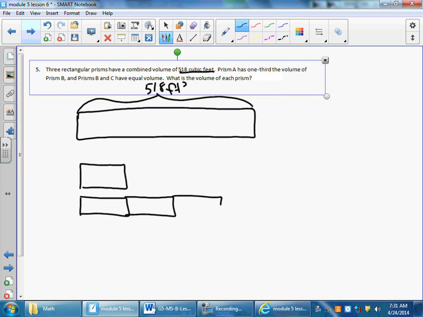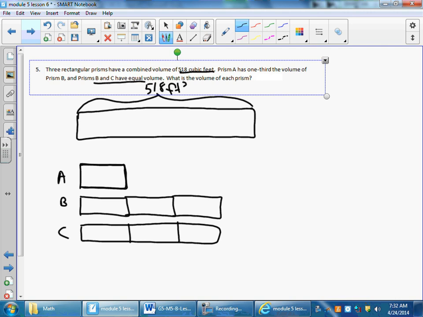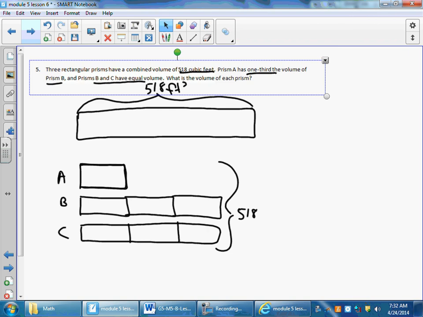But I'm going to come down to see that they're separate to begin with, because Prism A has 1/3 the amount of Prism B. So this represents 1/3 of B. C is the exact same as B. B and C have equal volume. A has 1/3 volume of B. So here I've shown all of these together would be 518. You could do it a couple different ways. I could come back up to the top and break it into 7 parts.